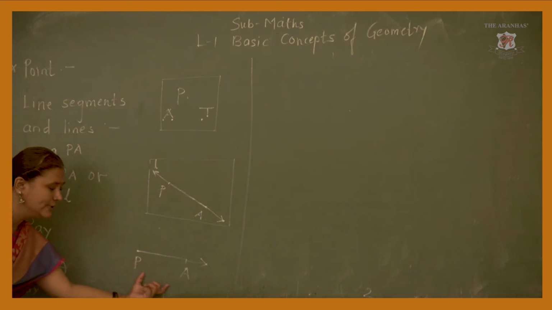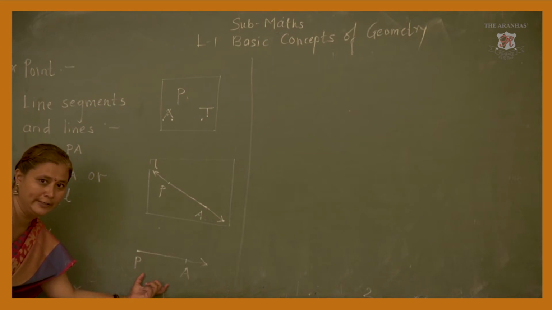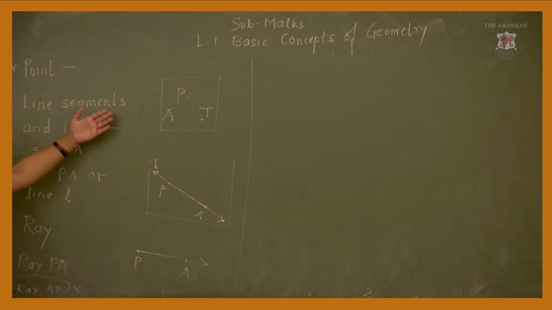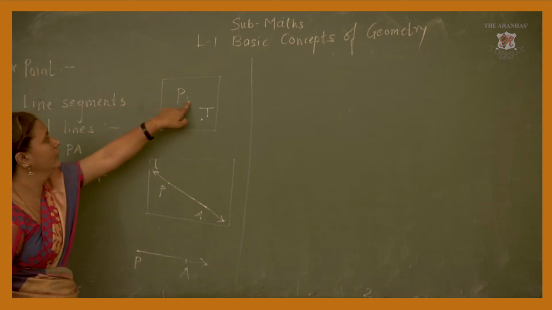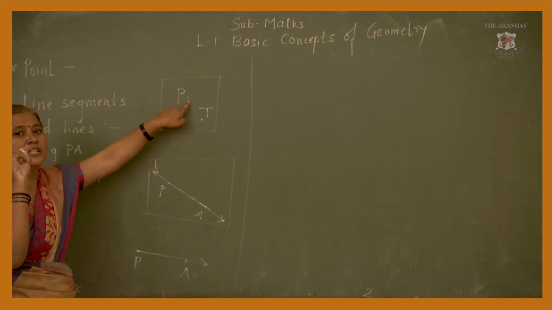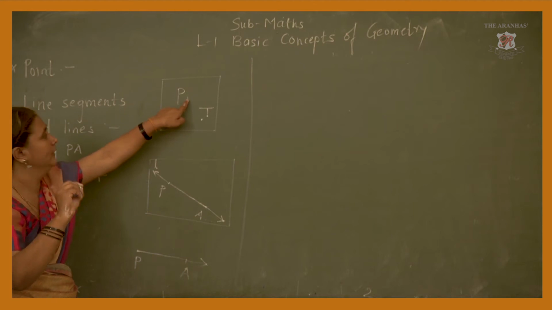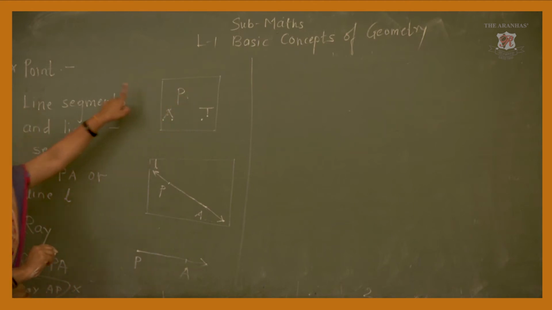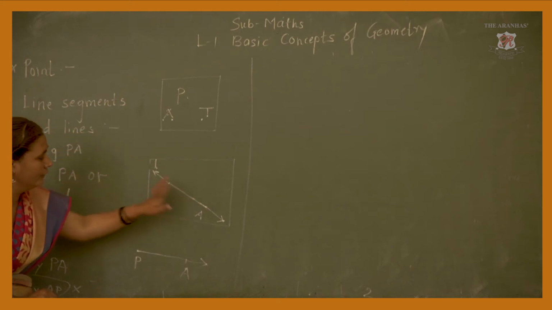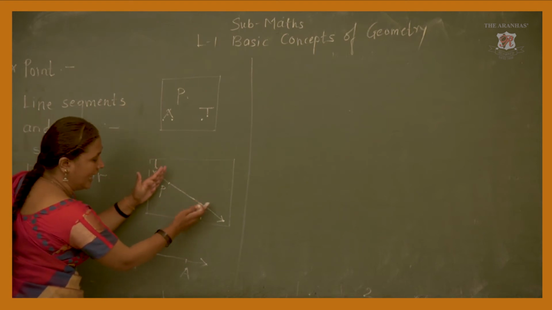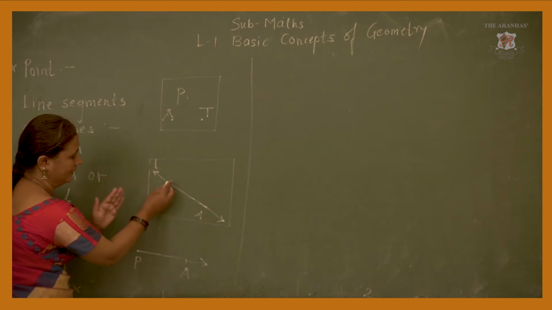Okay. So this is a figure of a ray. First, what we saw was the point. A point is a fine or sharp dot, and the dot is called a point. Then line segments and lines. A line segment is a part of a line. A line segment has two end points.